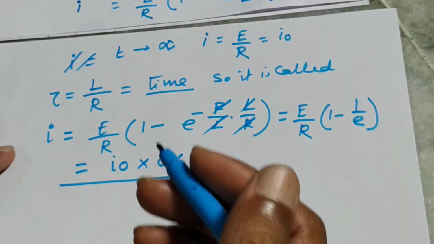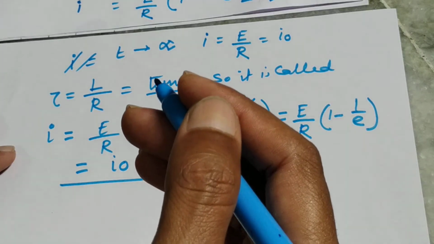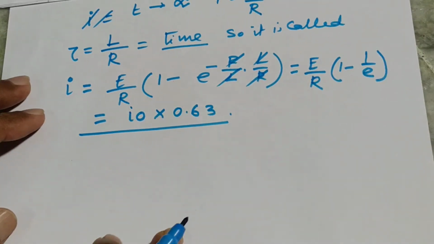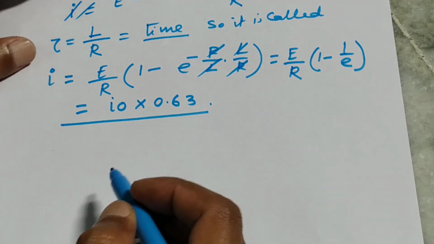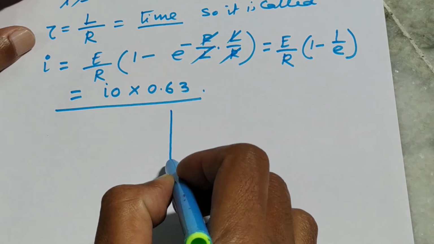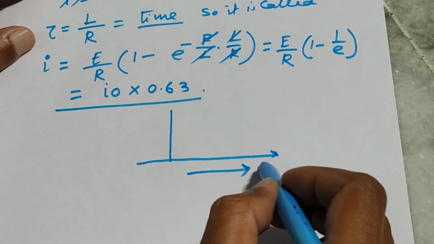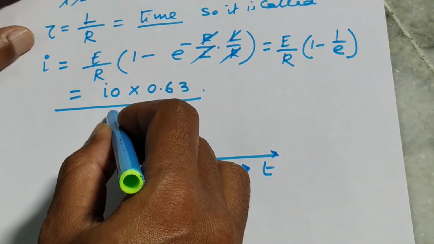Okay, thus the time constant is defined as the time during which the current in the circuit becomes 63% of its final maximum value. Okay, if we draw the variation of the current with time, then the nature of the graph will be, this is the time and this is the variation of current.